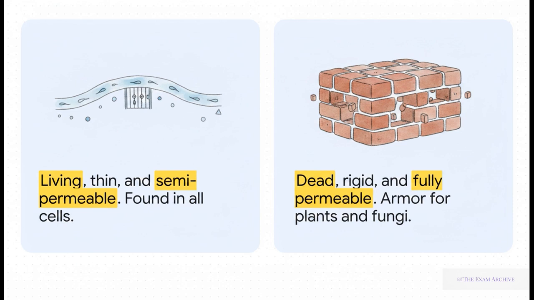Now, contrast that with the cell wall on the right. Believe it or not, the cell wall is actually dead. Yeah, it's this non-living armor secreted by the cell. It's highly rigid and it's fully permeable, meaning it doesn't filter molecules based on size the same selective way the membrane does. Instead, it acts as this thick structural protection. And crucially, you won't find it in animals. It provides this extra structural fortification specifically to plants, fungi, and bacteria.